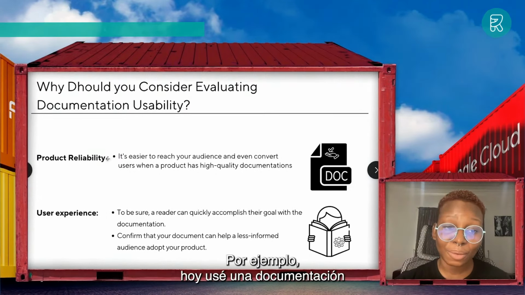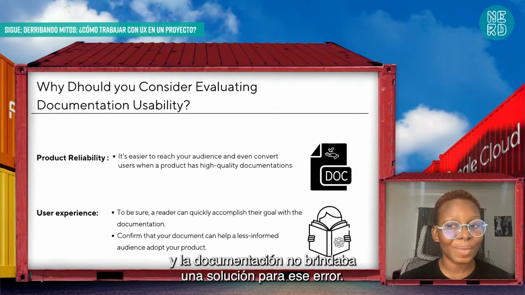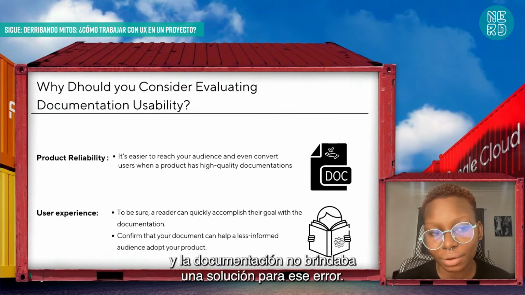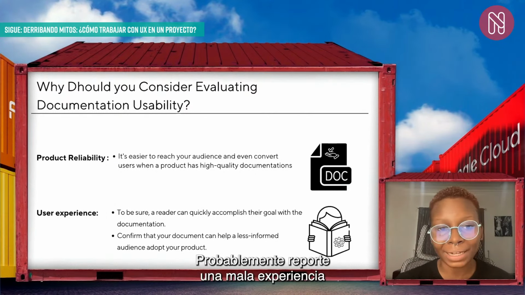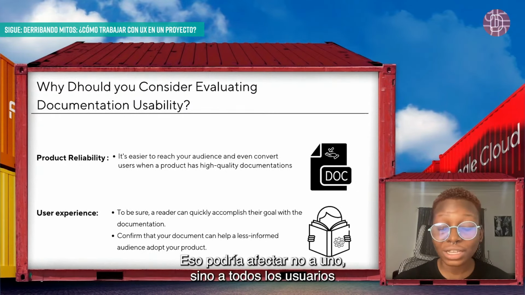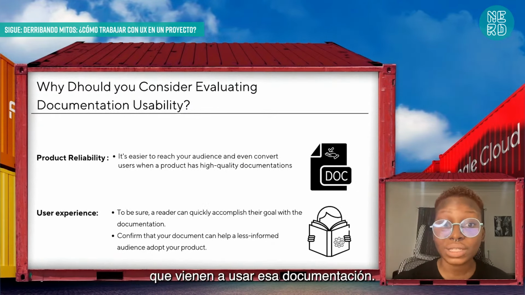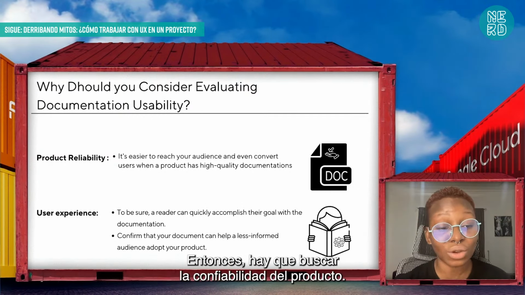Take, for instance, if I use a documentation today and I come across an error, and the documentation does not provide a solution for that error, I will most likely give or report a bad experience at the end of the day. And that might affect not just one user, but other users that are also coming to use that documentation. So product reliability is a thing to look out for.